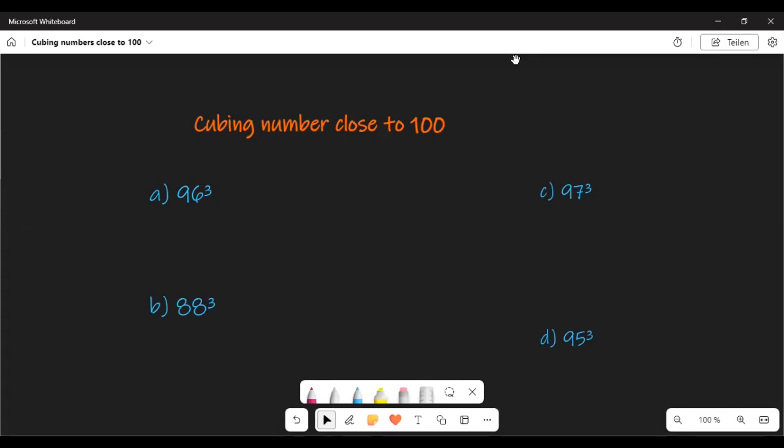Hello, in this video, I'm going to talk about how to cube numbers that are just close to 100. Numbers like 96, 88, 95, 97. How to get the cube without sweating, okay? So in this case now, we're going to use 100 as our reference number, okay?